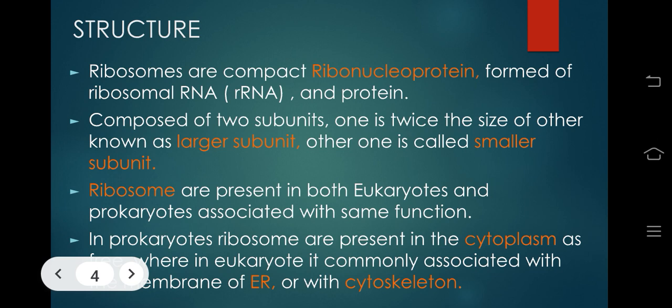Structure: ribosomes are compact ribonucleoproteins formed of ribosomal RNA and protein, composed of two subunits. One is twice the size of the other, known as the large subunit, and the other is called the small subunit. Ribosomes are present in both eukaryotes and prokaryotes, associated with some function. In prokaryotes, ribosomes are present free in the cytoplasm, whereas in eukaryotes they commonly associate with the membrane of the ER or with the cytoskeleton.